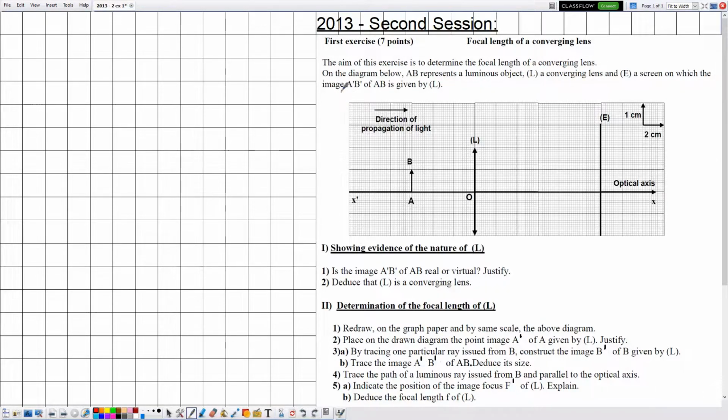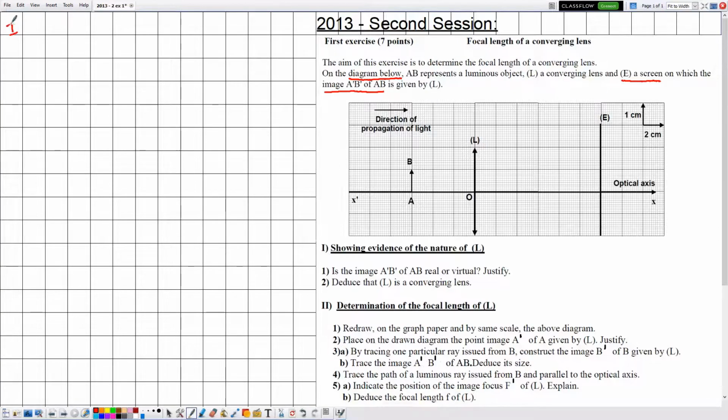On the diagram below, they mentioned the diagram. So now I can use it. AB represents a luminous object, L a converging lens, and E a screen on which the image A prime B prime of AB is given by L. Then here the image A prime B prime of AB is being collected on the screen E.